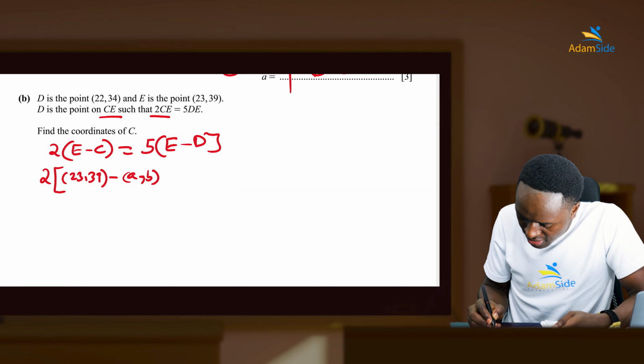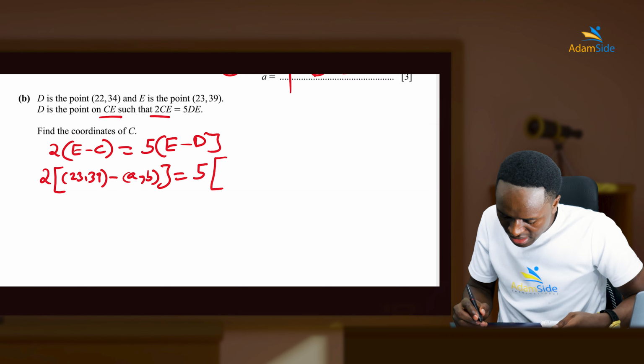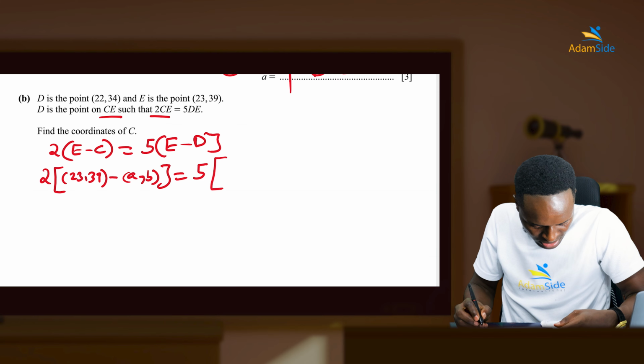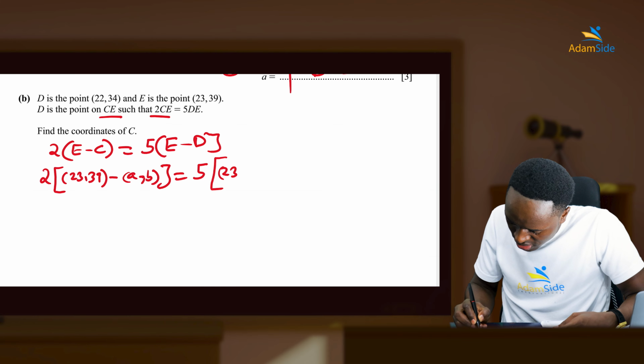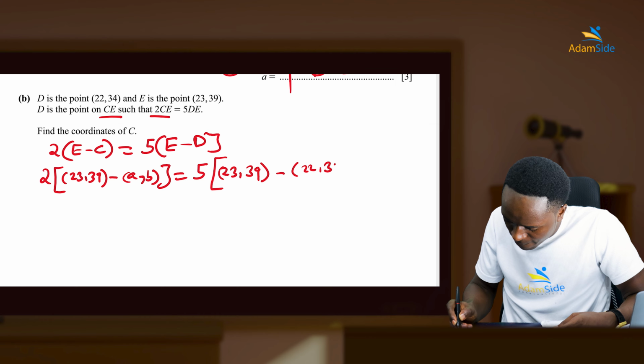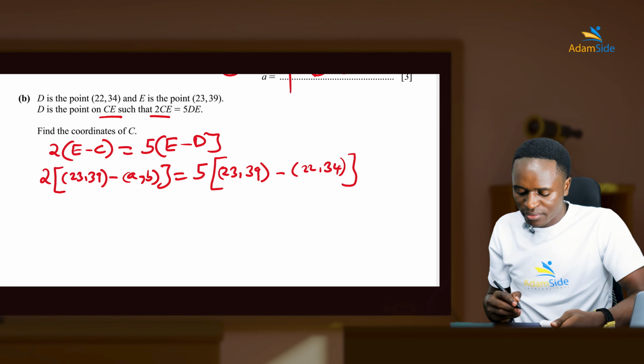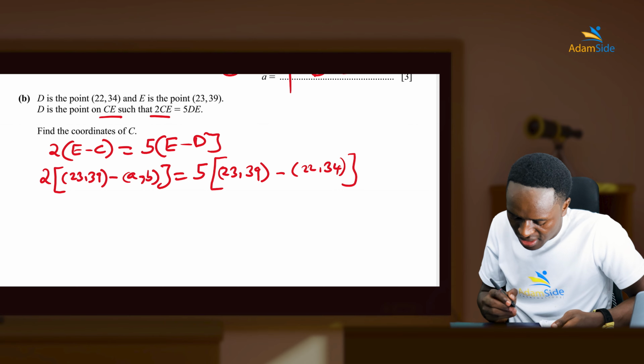So 2 times the coordinate E, which is 23, 39, minus C, which we don't know, A, B, is equal to 5 times E, which is given, 23, 39, minus D, which is 22, 34. Correct.